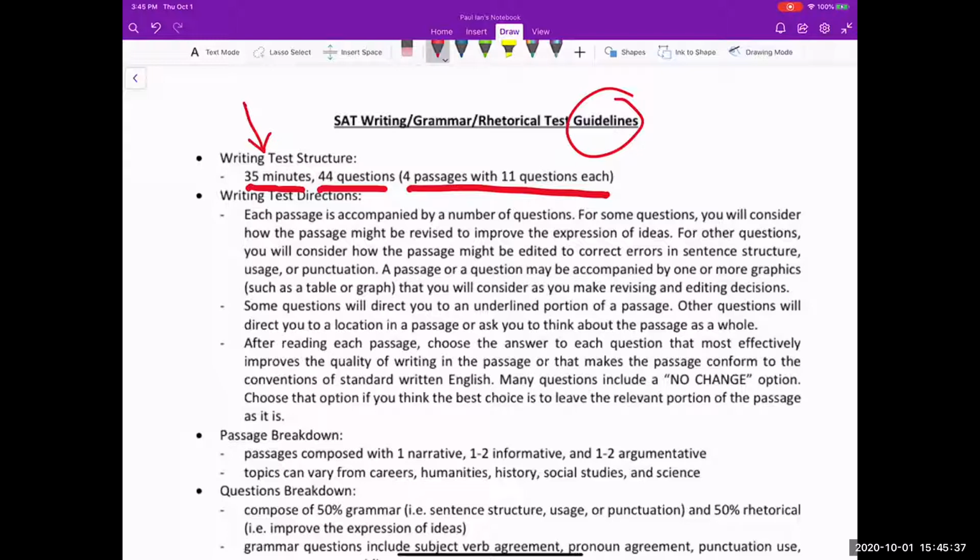Just be prepared to pace yourself, because you only have 35 minutes, and you have to read 4 passages with 11 questions each. That's a lot of questions, right? But for section 2, not a lot of people really run out of time, because it's very fast.